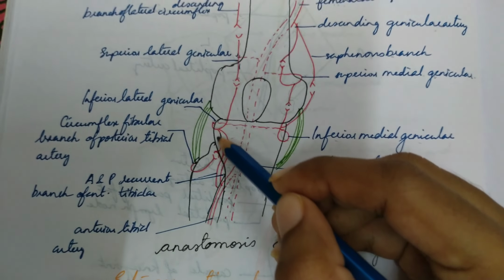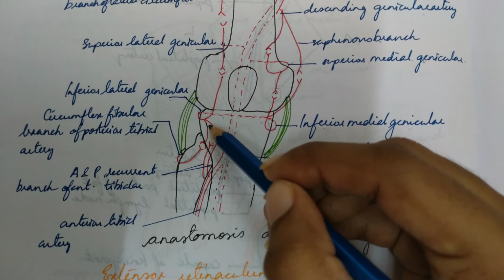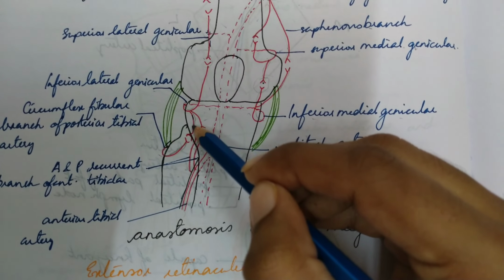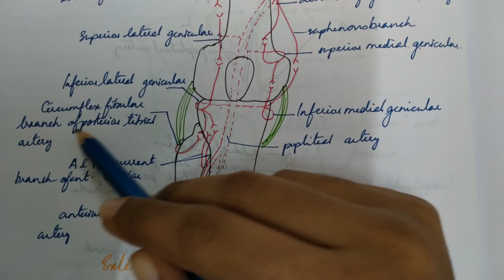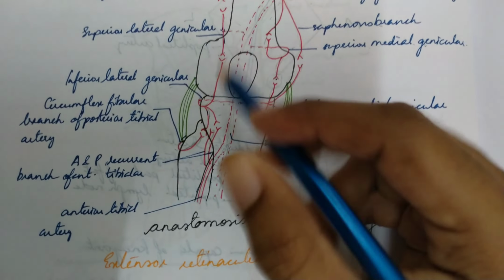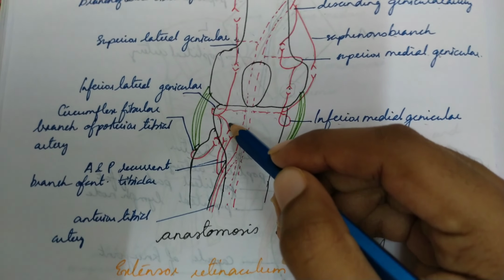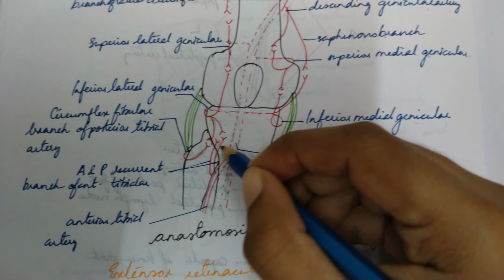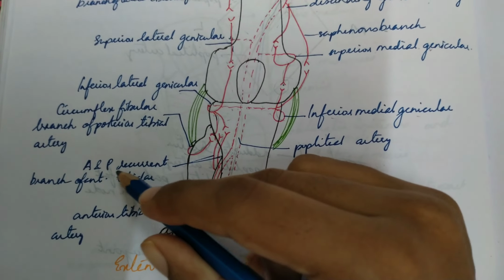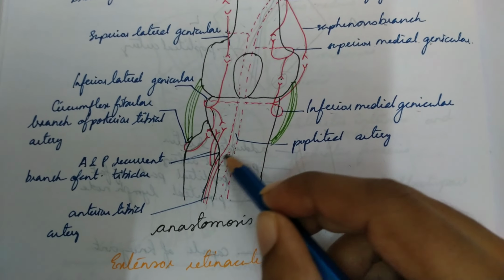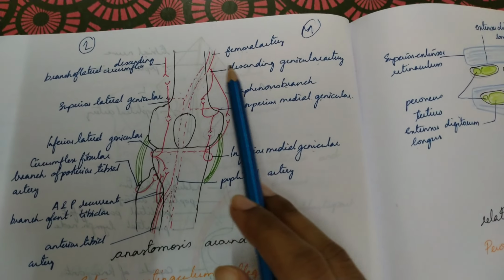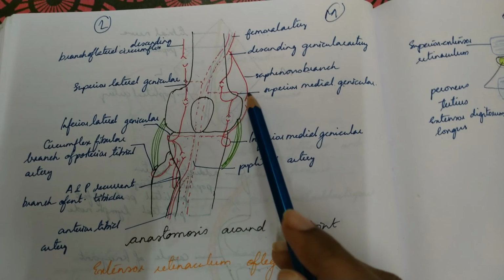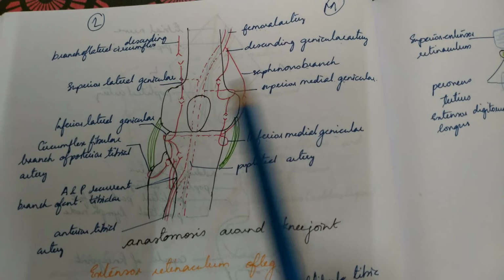Now there are 2 remaining branches of the inferior lateral genicular artery. One of these branches anastomoses with the circumflex fibular branch of the posterior tibial artery, and the last branch of the inferior lateral genicular artery anastomoses with the anterior and posterior recurrent branches of the anterior tibial artery. So now we have concluded the anastomosis around the knee joint, or the genicular anastomosis.